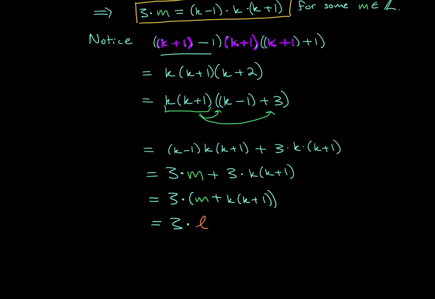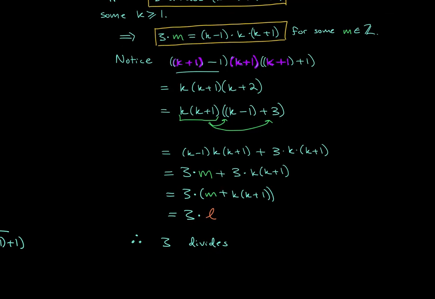So check this out. What I just showed is 3 times some number. This is just some number, by the way. That's just an integer plus another integer. That's just an integer. And then what I just showed is 3 times this L is equal to this. And that's quite literally it, you guys. What that means is, therefore, 3 divides this object.